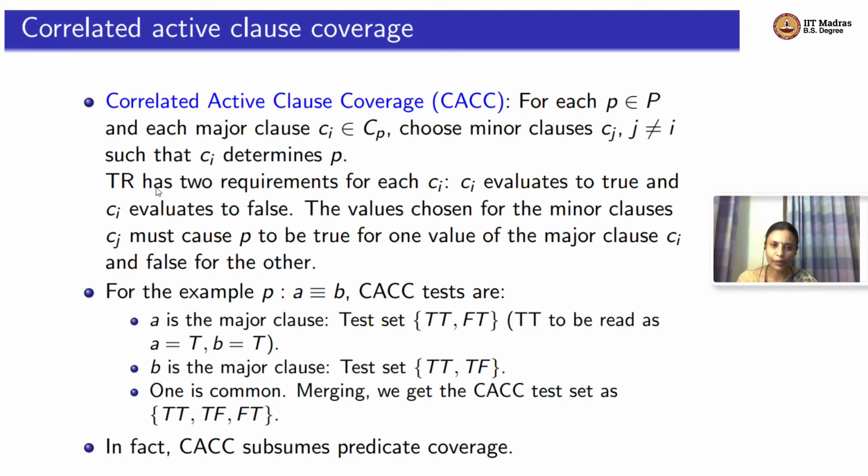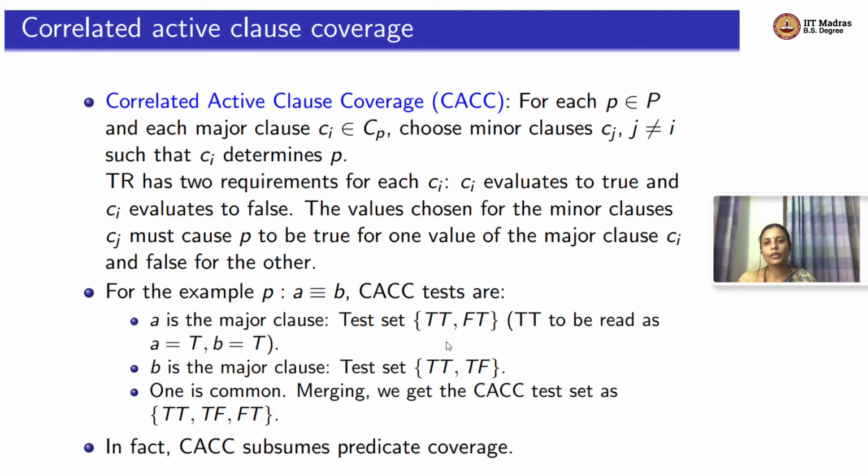For example, if you take the same predicate that we saw in the previous slide, A equivalent to B, the correlated active clause coverage tests are like this. Suppose A is the major clause. The test set would be, read this TT as assign A true, assign B true, and FF as assign A false, assign B false. And similarly, when B is the major clause, the test set is assign B to be true once and false once. That's the second part in these two strings. And A stays as true, in which case B will surely flip the value of P.